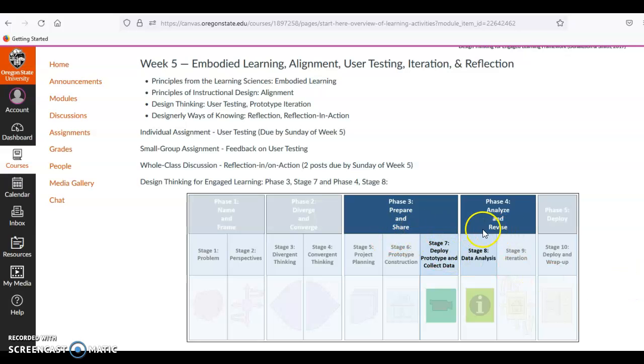So here, phase 3 and phase 4, we were crossing over by doing some prototype changes or design move changes, sharing our prototypes, getting feedback, looking for alignment between the outcomes, the problem, and the assessments, and making sure that there was good alignment there. And then also looking at user testing. This is the stage 8 data analysis, where we gave the prototypes that we developed to some users and got feedback from them as well as from our peers.